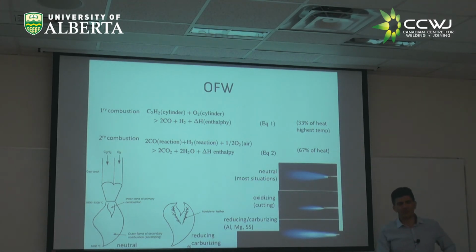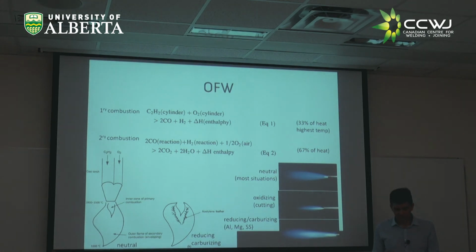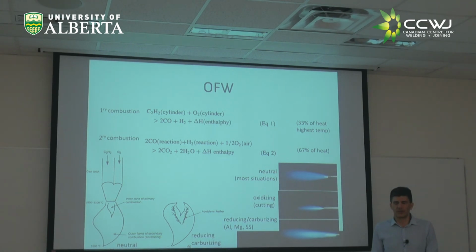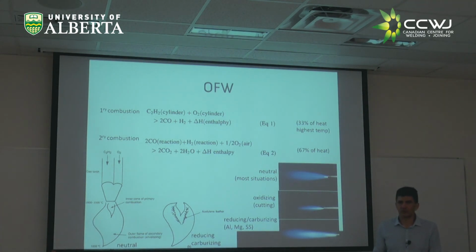So because you're mixing an oxidizing agent like oxygen and something that is a fuel that is being combusted, and you have these valves to regulate them, you can change the stoichiometry, right? So if you have too much oxygen, you have obviously an oxidizing flame. That's what you want to use when you're cutting carbon steel, right? Not only are you heating it up, but you're also burning it.